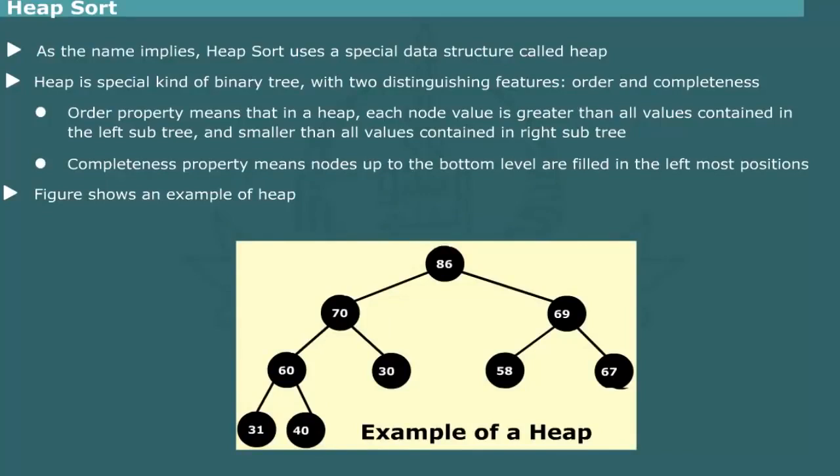Observe that each node contains an integer value which is larger than the values located in the child nodes. Further, the largest number 86 is located at the root of the heap. The tree nodes are filled up to the 3rd level. The bottom level has only 2 nodes with values 31 and 64, which are located in the leftmost positions.